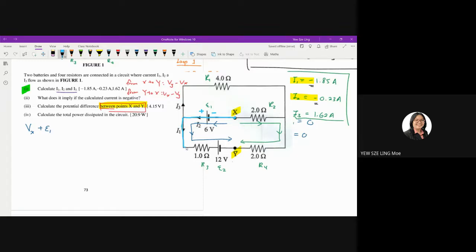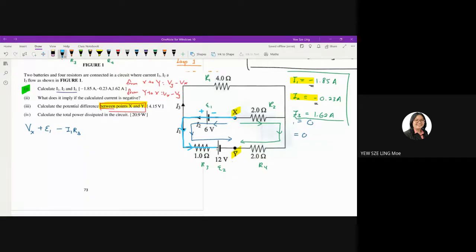All right. So when I pass through R3, it experiences a potential drop. Since it experiences a potential drop, and the directions of the loop and the current are pointing in the same direction, I will have a negative IR at this point. So minus I1 R3. How do I know it's minus? Because both the traveling direction and the current are pointing in the same direction.